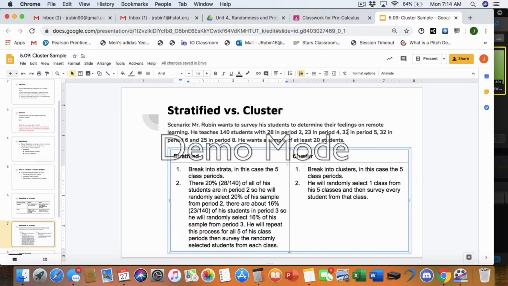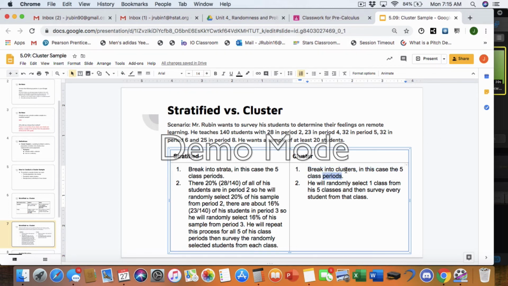Whatever percent of total students are in period 5, that's the percent of my sample that'll be from period 5. Whatever percent of total students is from period 6, that'll be the percent of students in my sample. And whatever the percent of students in period 8, that same percentage will be the students of period 8 in my sample.